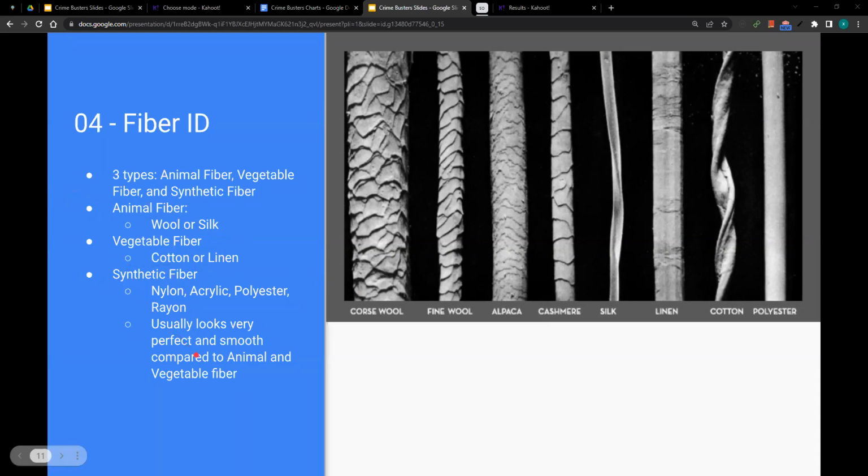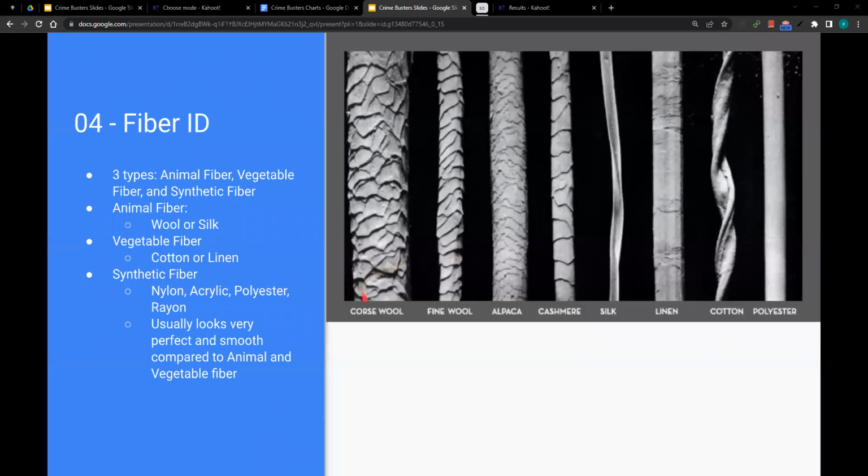Synthetic fiber is made in factories, and they are stuff like nylon, acrylic, polyester, rayon, just all the stuff that you find in super cheap clothing. Those things usually aren't as comfortable as natural fibers because they're synthetic and artificial. And the main way to differentiate between natural and synthetic fibers is just looking at how rough the exterior is.